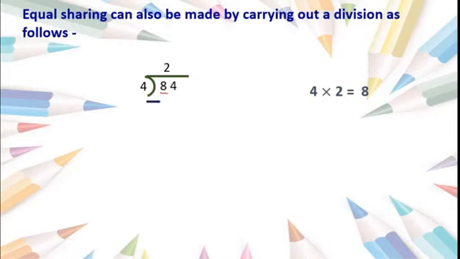4 twos are 8, we will write down. So 8 minus 8 is 0. Isn't it? Now 4 units remained, so we will bring that 4 units down. These are 4 units. Now again we will recite the 4 times table and find out where is 4. 4 ones are 4, isn't it? So we will write 1 in the unit place in the quotient.